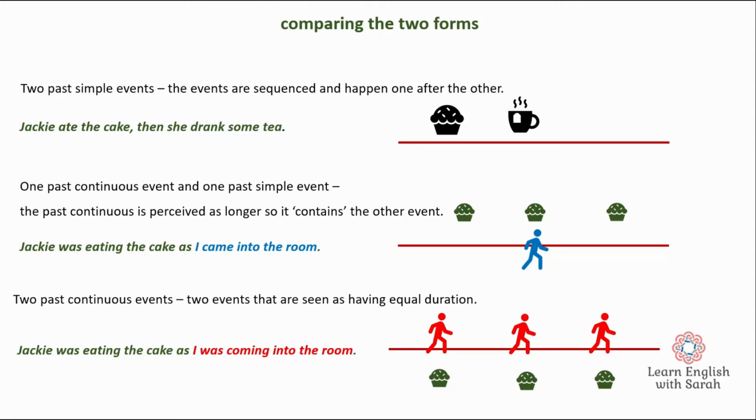Now we can also have two past continuous events, and in this situation the two events are seen or perceived as having equal duration. So Jackie was eating the cake as I was coming into the room. Okay.